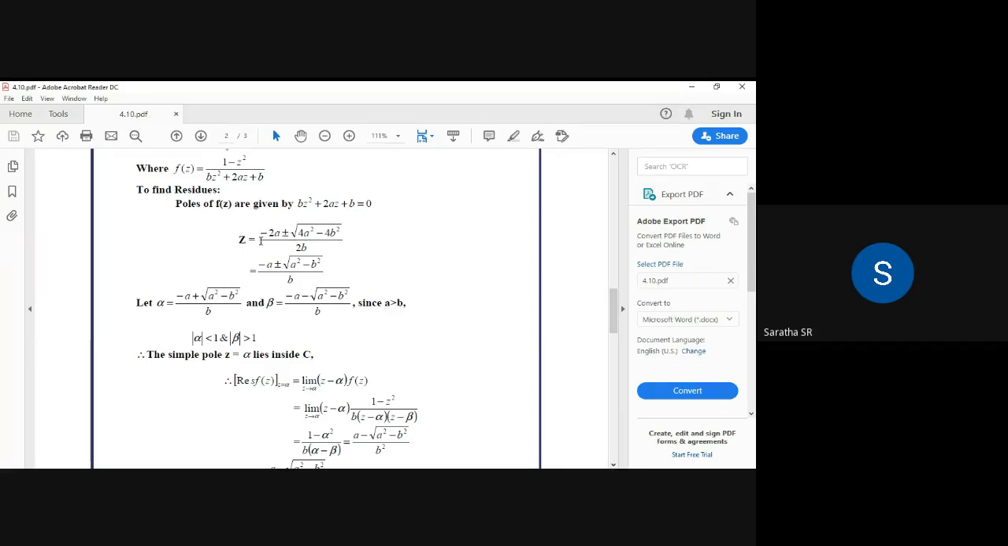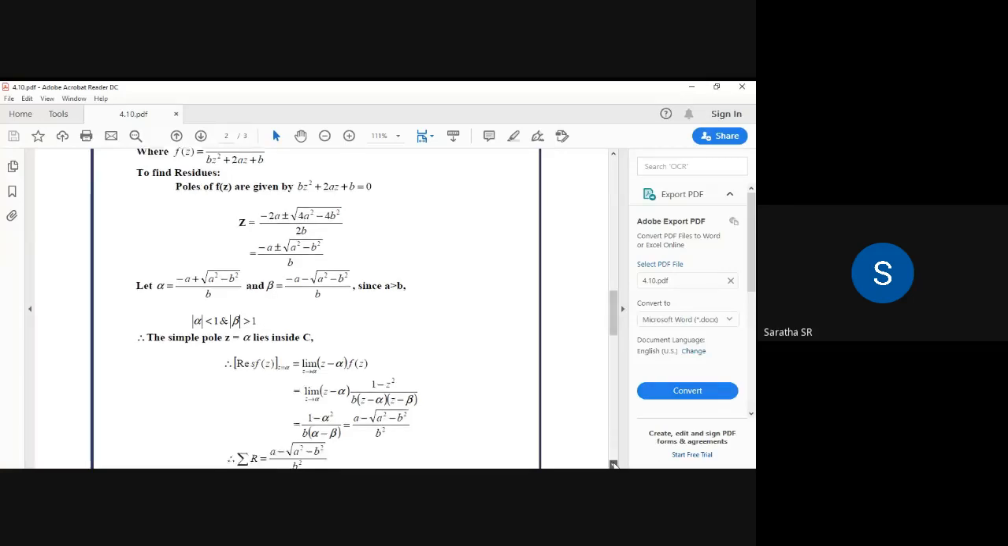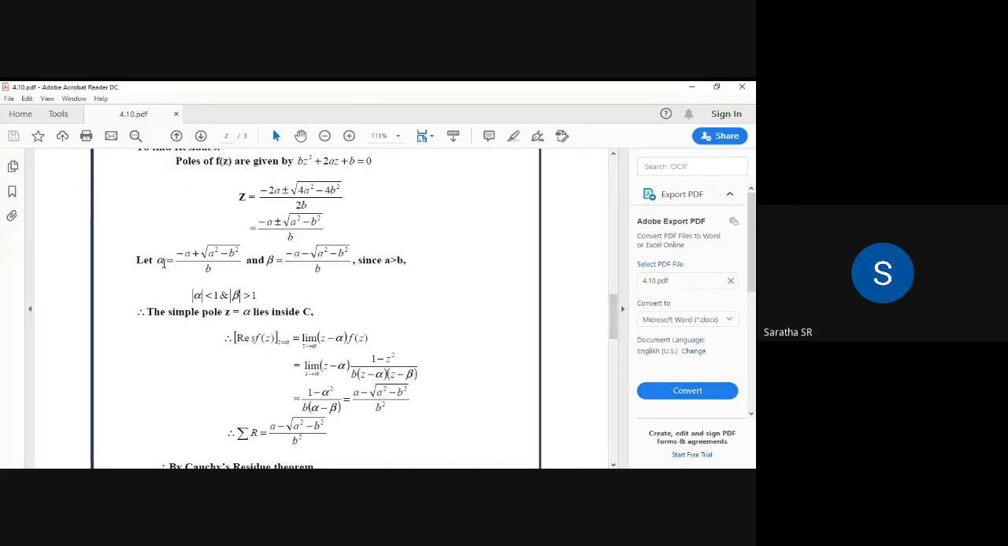Okay, so based on these poles, one pole lies inside the circle and the other pole lies outside the circle. So we can find the residue only for alpha, because it lies inside the circle. We couldn't find the residue for beta because it lies outside the circle. So that's why we will find the residue only for this pole.